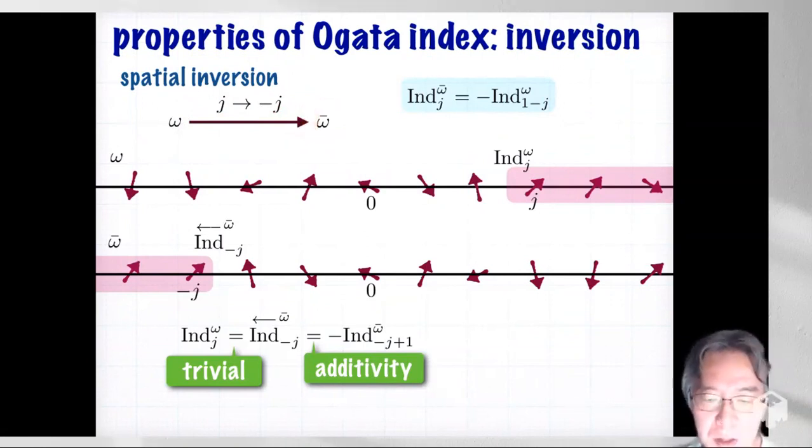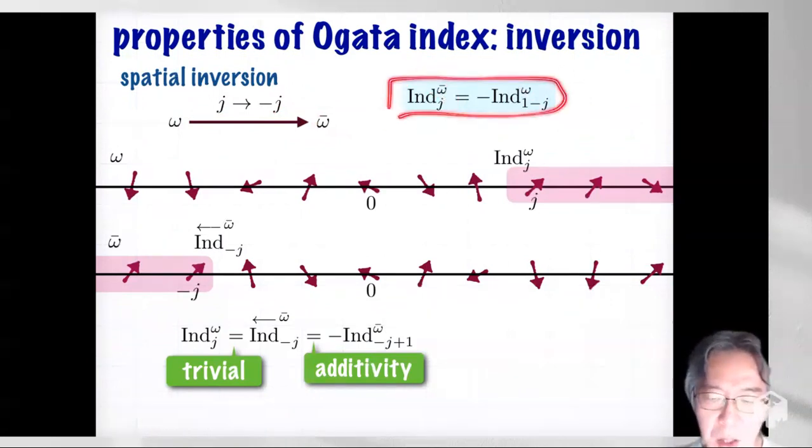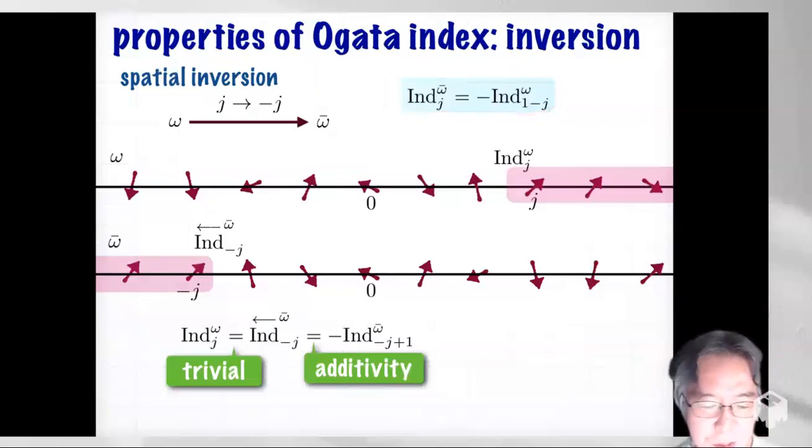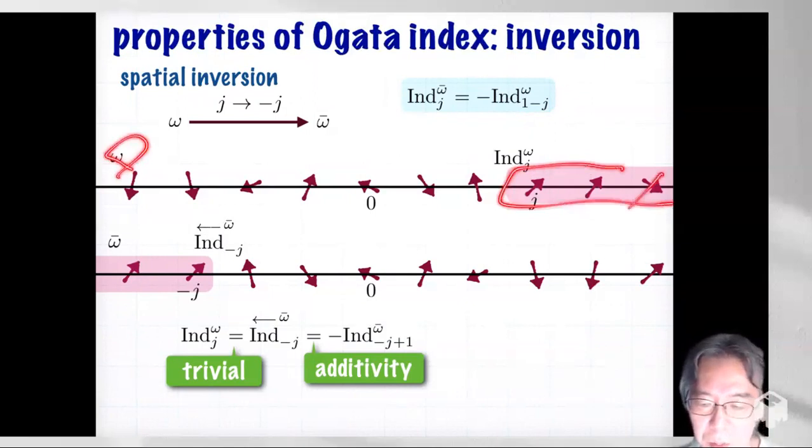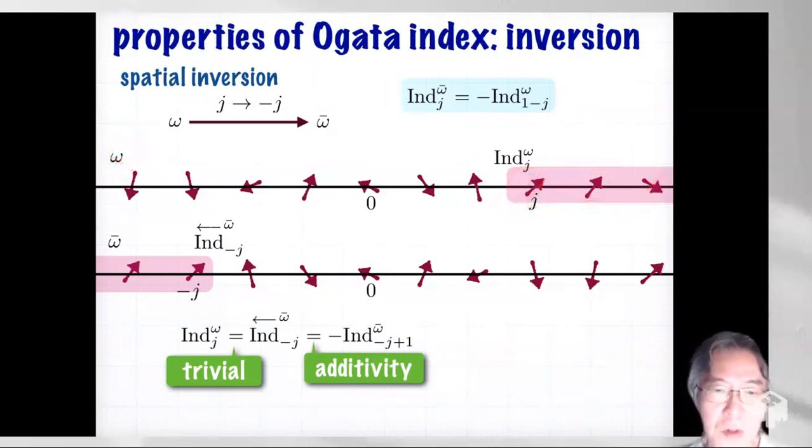Then I say that the index in this new ground state omega bar is related to the index of the original state by this. Well, this looks complicated, but this is very easy. So this is the original omega, and this is the portion you're looking at. You just flip everything, so this region becomes this region. This means that this index for omega is equal to the left index of omega bar. And I use the additivity to get this equality.